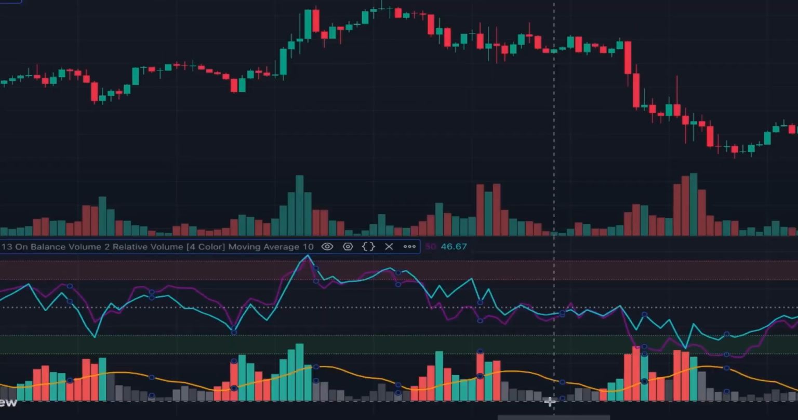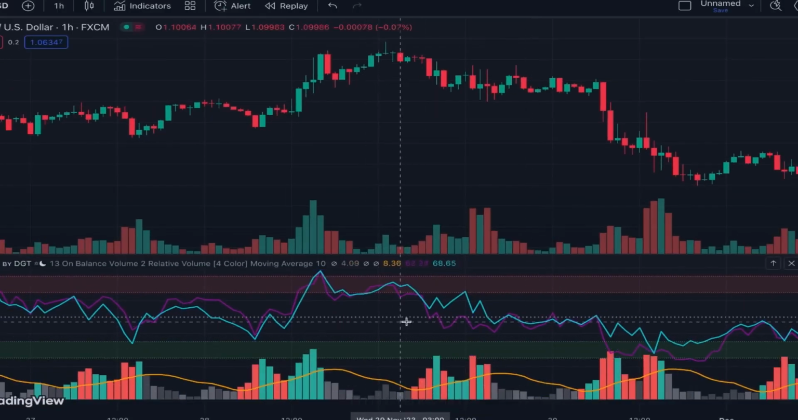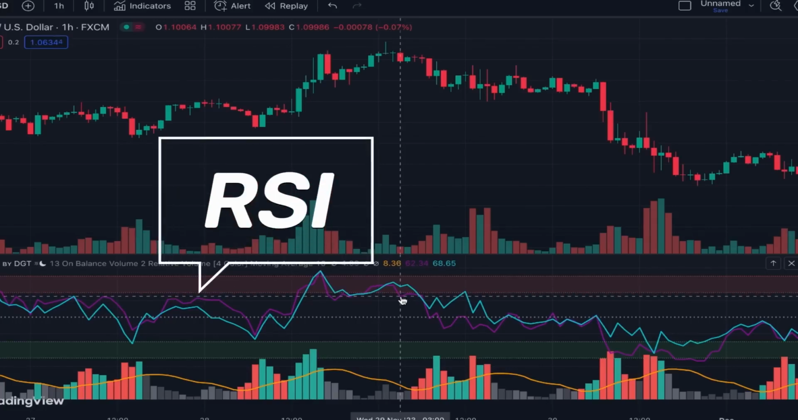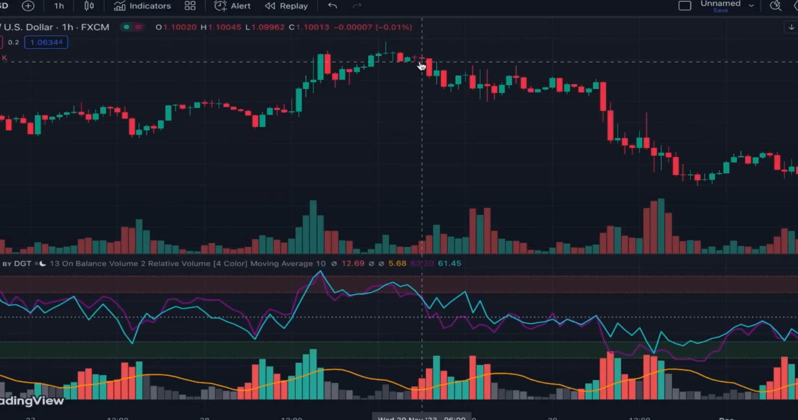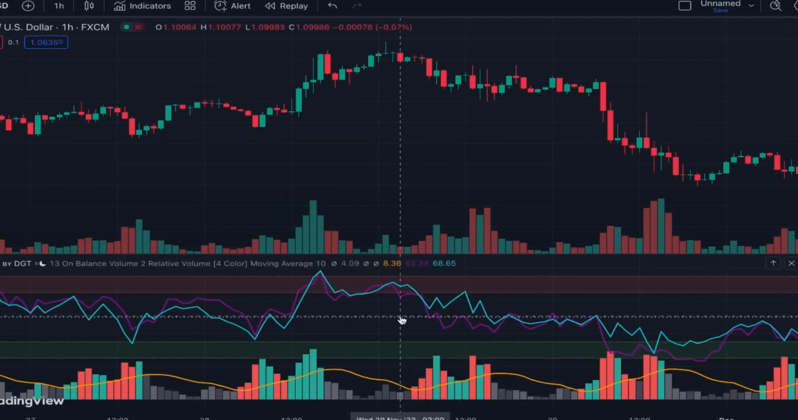Alright, this was for the bottom part of this indicator, and now let's see what is in the upper part of the indicator. This indicator tries to apply the RSI concept to some common volume indicators. This purple line that you see here is the RSI of price, just the RSI that you know, with the center line placed at 50 and these overbought and oversold zones.